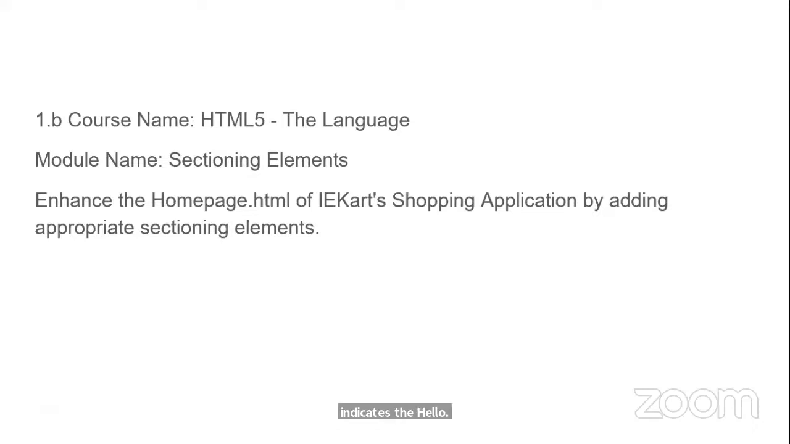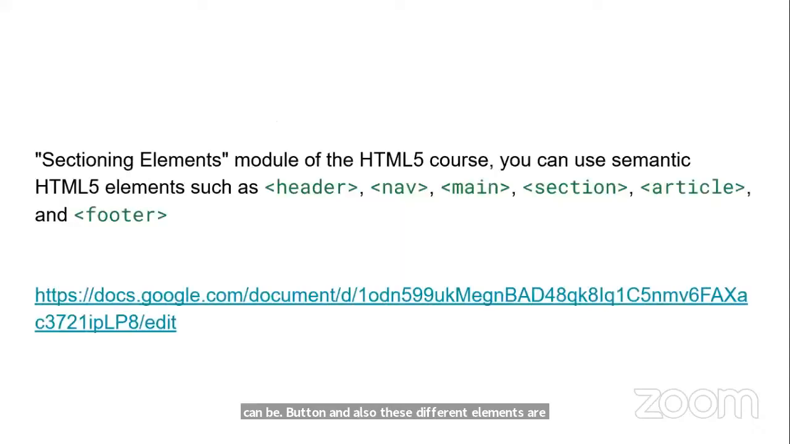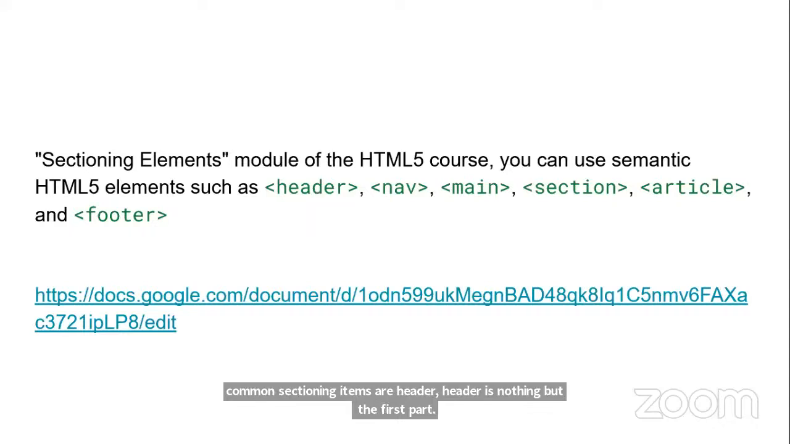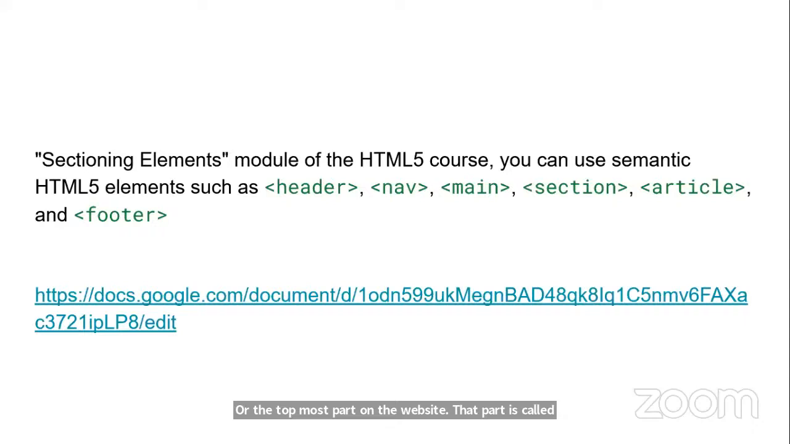So the second part is sectioning elements. Sectioning elements will actually help you in identifying what type of data you are going to place. It can be an image, a paragraph, a heading, a button and all. So these different elements come under sectioning elements. If you see here, the different common sectioning items are header. Header is nothing but the first part or the topmost part of the website. That part is called the header.